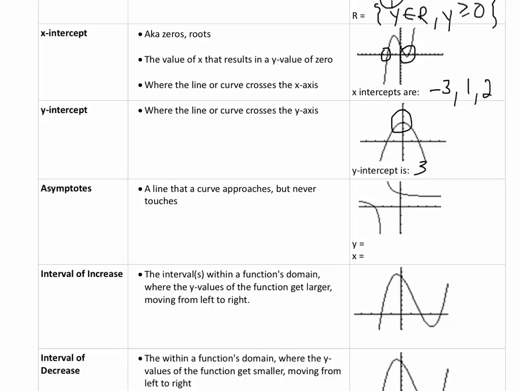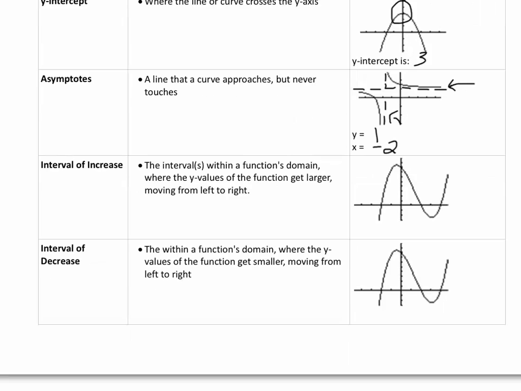Asymptotes are lines that a curve approaches but never touches. So if we were to draw in our asymptote here, they're always given as either x equals or y equals, depending on whether it's a horizontal or a vertical asymptote. Our vertical asymptote is this line here, and so x would equal -2, and then our horizontal asymptote, or y, equals +1.